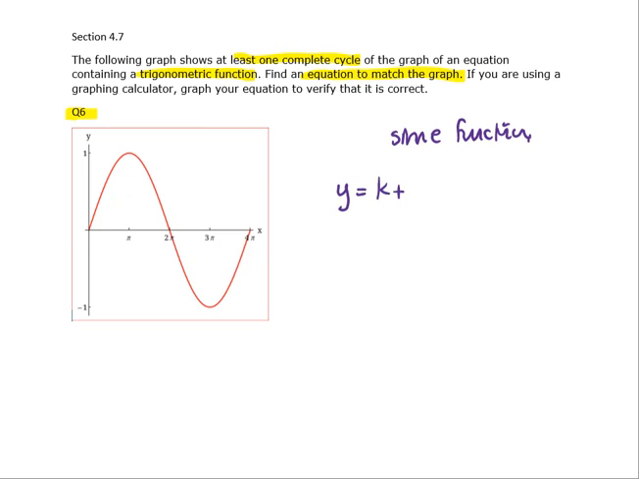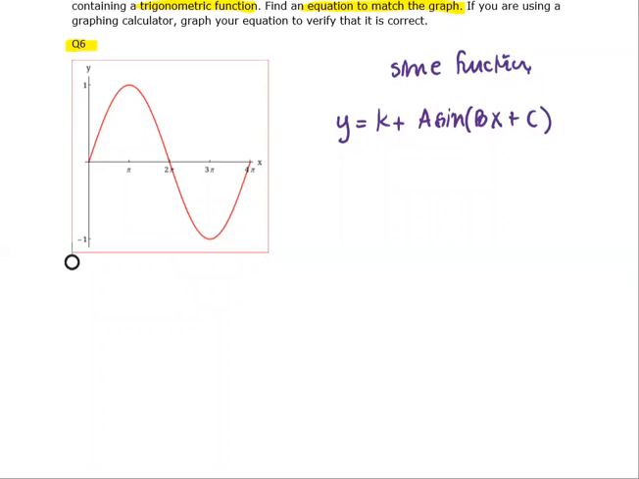k plus a times sine of bx plus c, by looking at the values for k, a, b, and c. The a is the amplitude. The amplitude is computed, so I'm going to write it here: the amplitude is the absolute value of a. This is the regular sine function, no reflection. If there's no reflection, that means a is going to be a positive value.